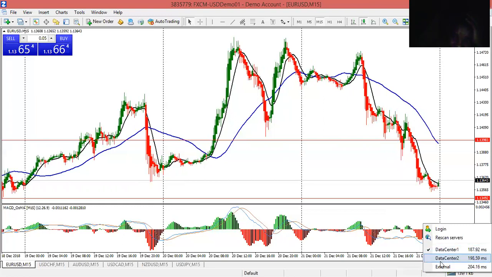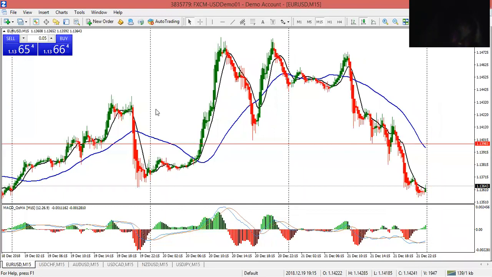You can also change the data center that you are logged in through. You can choose any of these three. Then what's the meaning of data center?